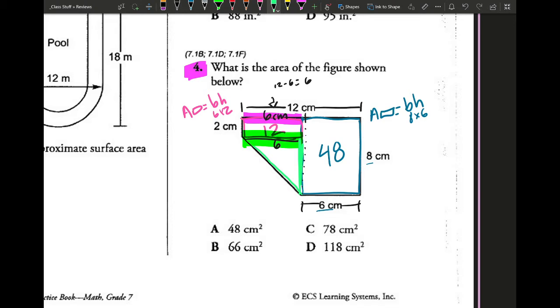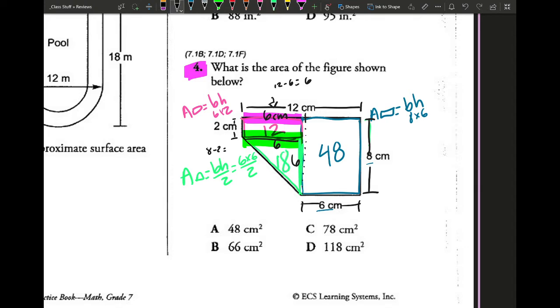Now for the height, how tall is that right here? I don't know, but I can find it as well, because I know that from here to here is 8, and I know that this is 2. So if I subtract 8 minus 2 gives me 6, correct? So to find the area of the triangle, the formula is base times height divided by 2. In this case, it's 6 times 6 divided by 2, which is 18 at the end.